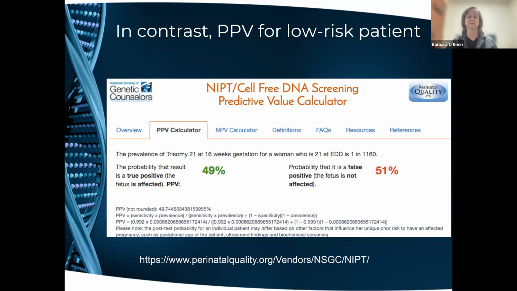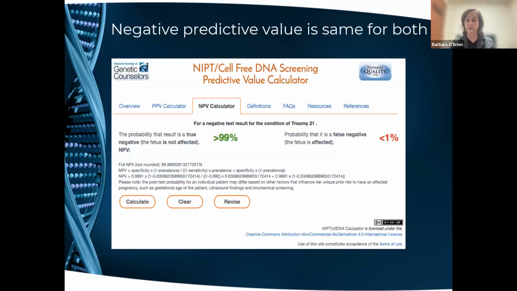Okay, so remember, the detection rate is very, very good, and the positive predictive value really varies depending on the prevalence of the disease in the population based on age. The negative predictive value is the same for both. It's excellent. Okay, next slide.